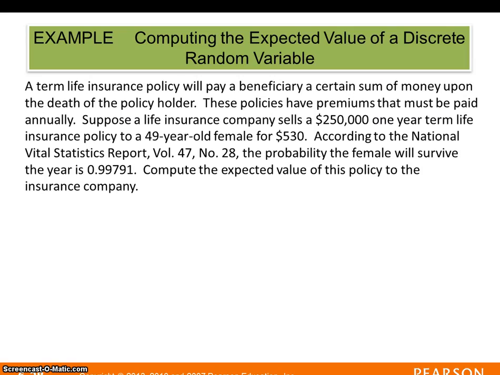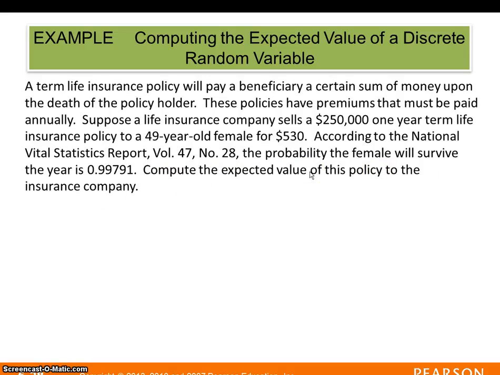Just to look at an example here, let's say that you have a life insurance policy that will pay the beneficiary a certain sum of money upon death of the policyholder, and let's say that these policies have premiums that have to be paid annually. Suppose that the life insurance company sells a $250,000 one-year term life insurance policy to a 49-year-old female for $530, right? So it's a one-year term, so it's only effective for a year. According to the National Vital Statistics Report, the probability the female will survive the year is 0.99791, based on her age and living habits. Compute the expected value of this policy to the insurance company.